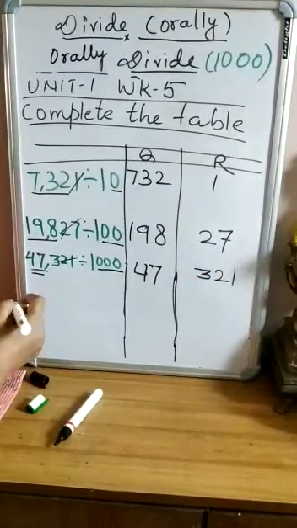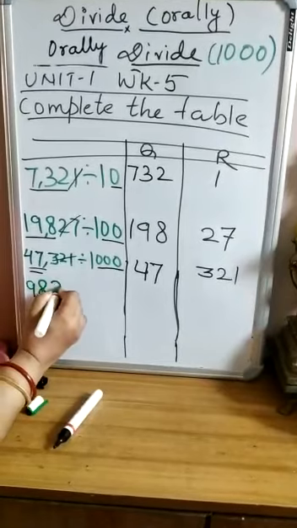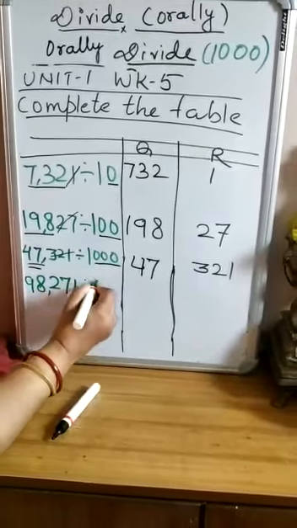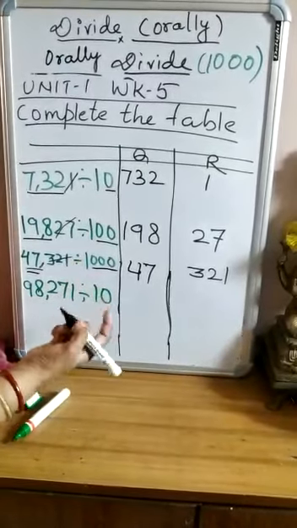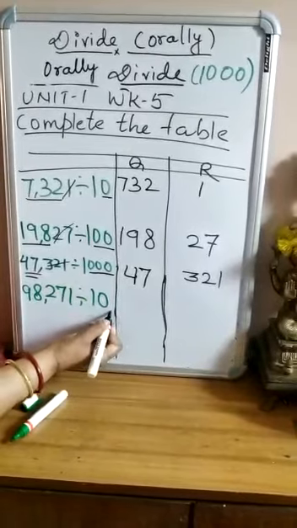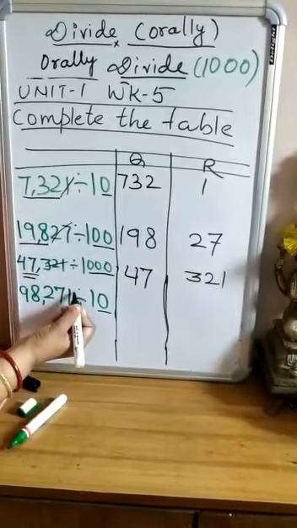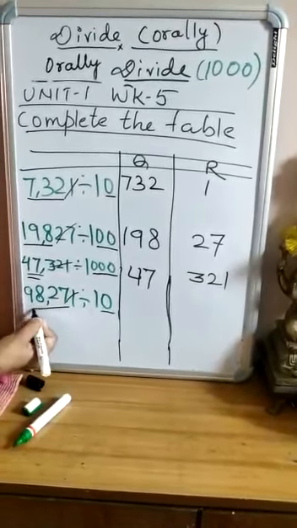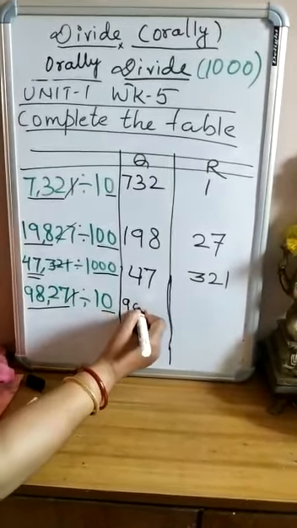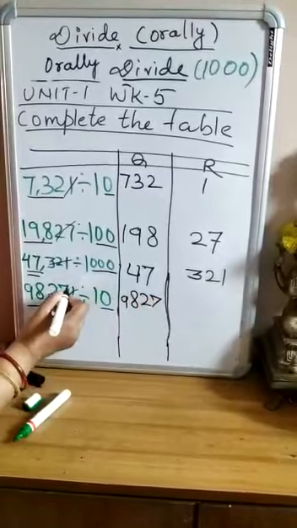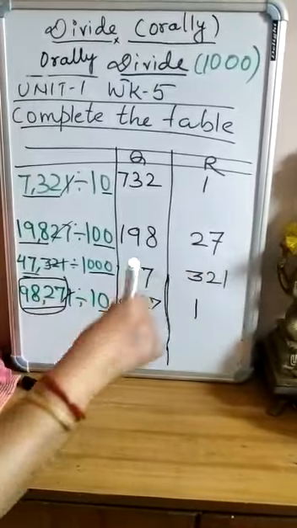Now let us take another example. 98,271 divided by 10. So here children, how many zeros does 10 have? 1. So I will remove only one digit from the right side of the number. So one digit I am removing, this one. So how many digits are left? 9,827. This leftover number, 9,827, is the quotient and 1 is the remainder.